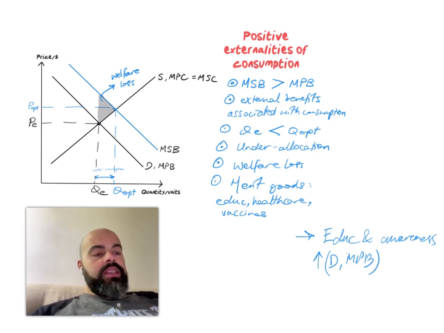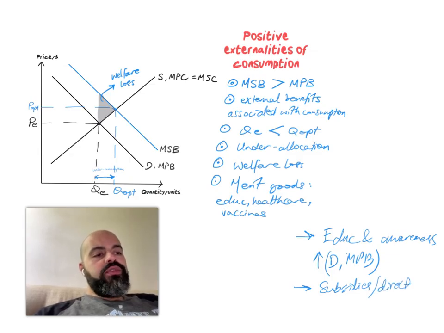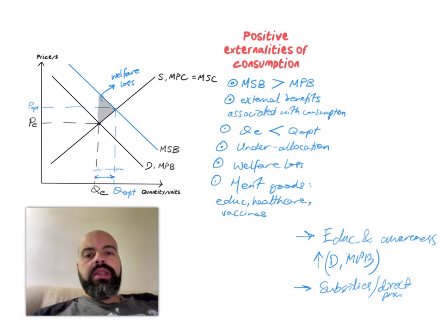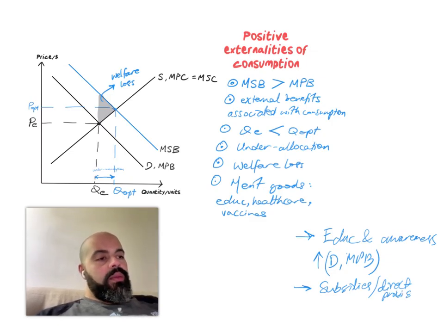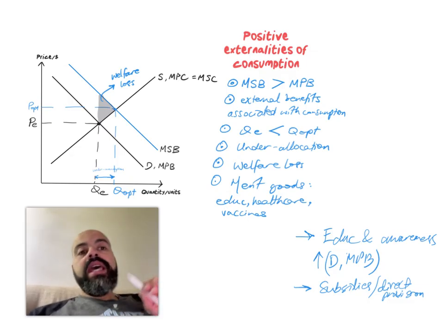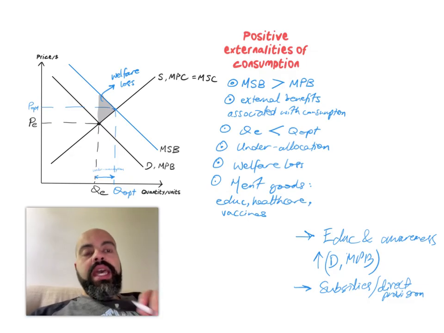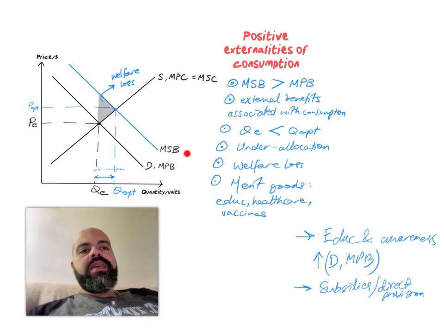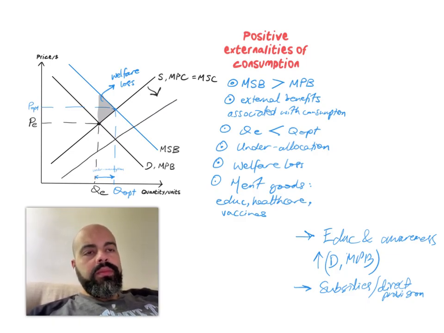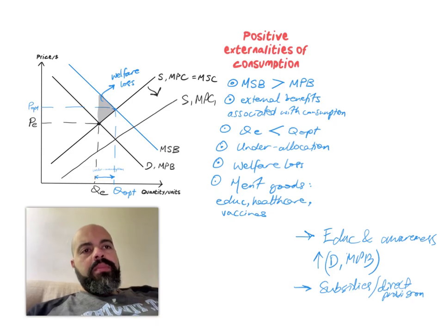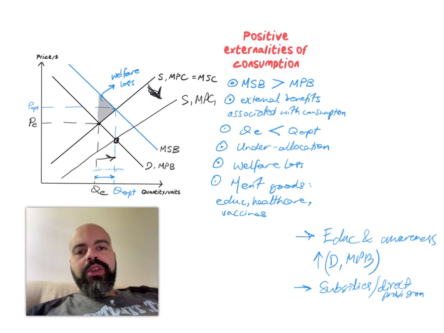But the most common ways of intervening in this market are actually through subsidies or direct provision, both of which are supply side interventions. Now, this is something very interesting. Even though the split is between the MSB and the MPB, they actually shift the MPC down. We'll call this S1, MPC1, for example. They shift the MPC down because they lower the cost of production. And what that does is it increases the supply, which then brings QE to Q opt.